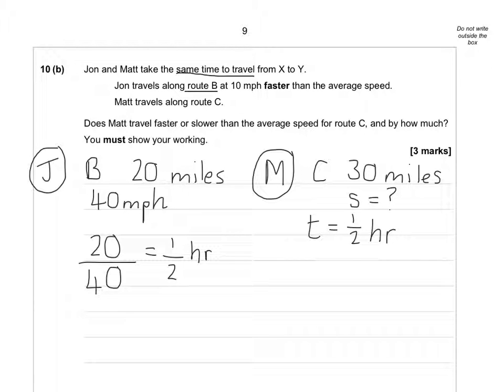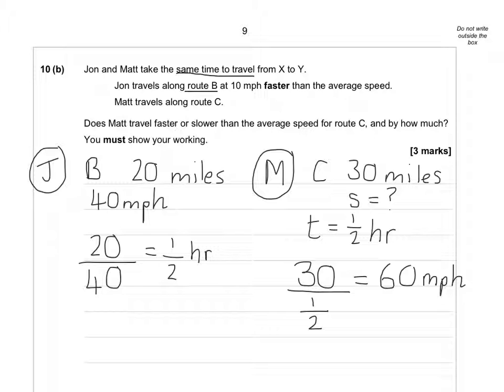Now, speed is distance divided by time. We know the distance, and we know the time is half an hour. So 30 divided by a half. It's not 15, it's 60 miles per hour. How many halves in 30? So we know that Matt travels very quickly at 60 miles per hour.